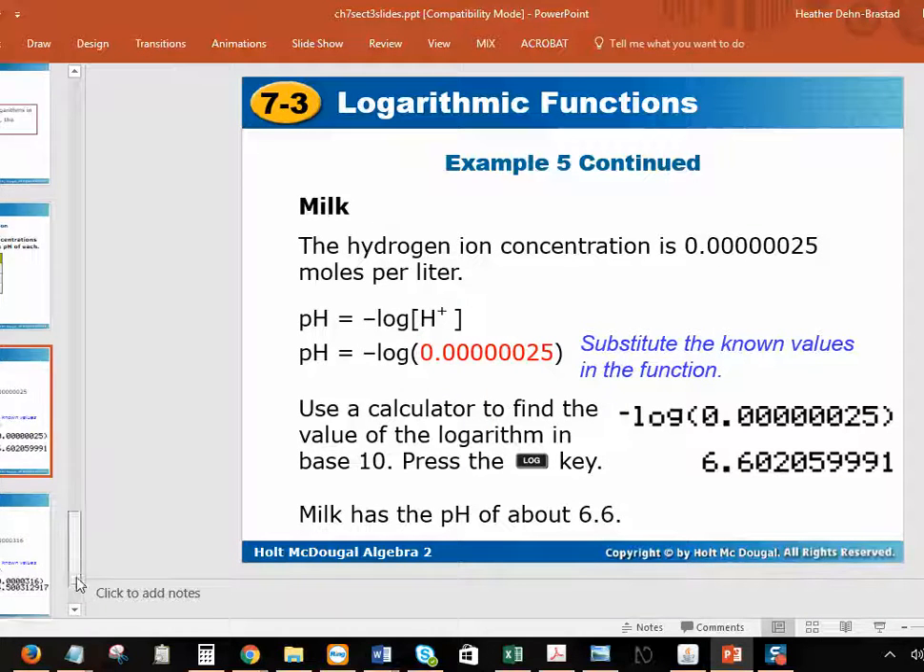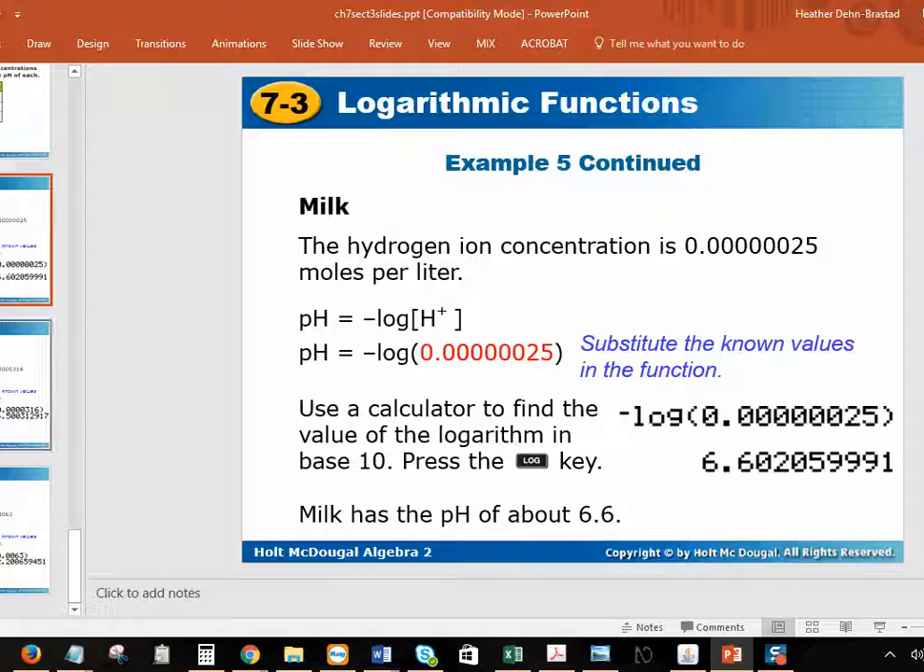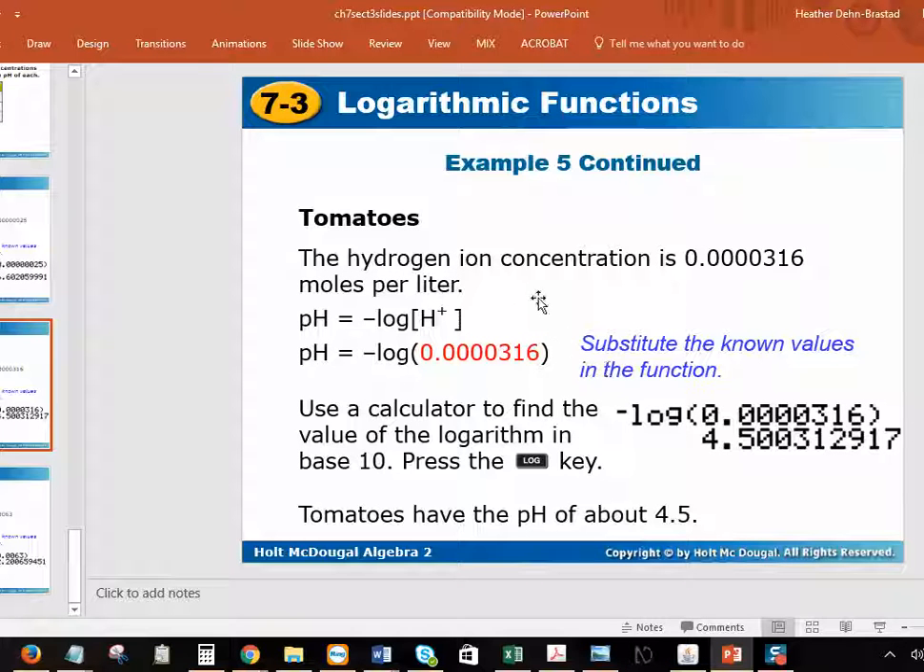And that's really about it. There were just a couple more examples using different vegetables or fruit or foods on this PowerPoint. So let me know if you have any questions.